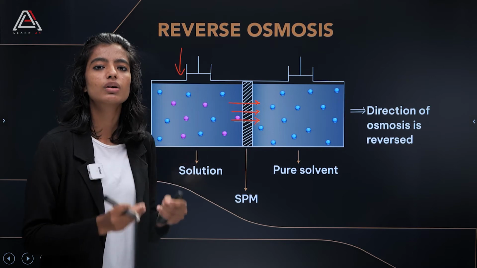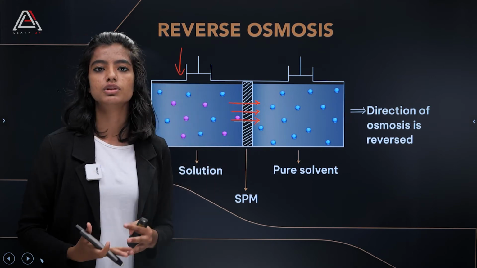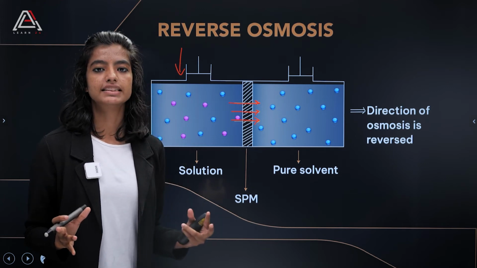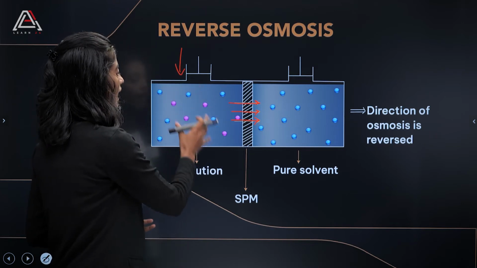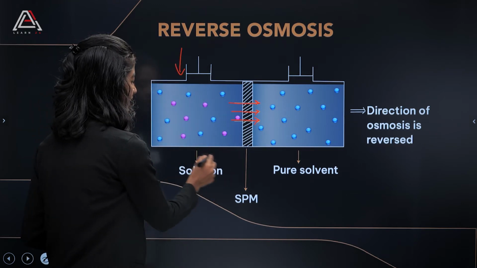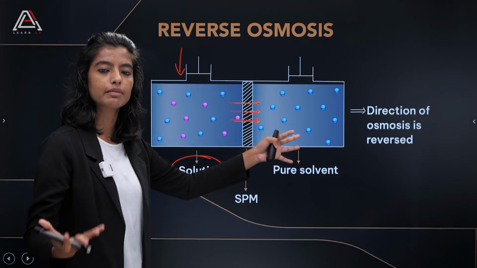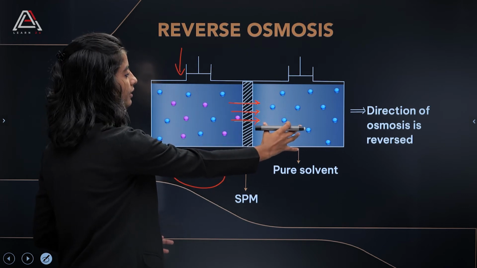We can find a big application of reverse osmosis, that is the separation of salt from seawater. I will tell you how. Now I have salt water here, that is a solution, and a pure solvent, let it be water. Now I have the salt water and pure water here.